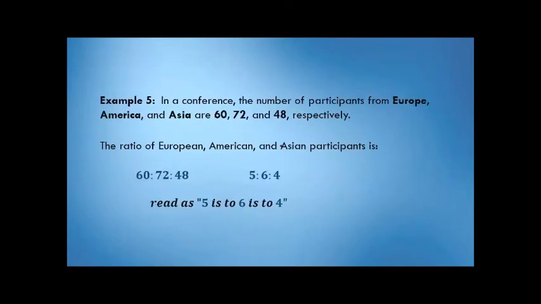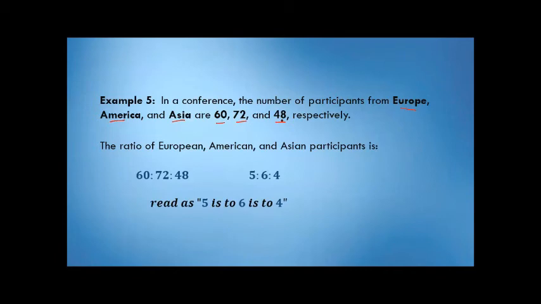Let's have another example. Example number 5. In a conference, the number of participants from Europe, America, and Asia are 60, 72, and 48 respectively. So pag sinabi natin respectively, kung ano yung unang binanggit, yun din yung unang binanggit na quantity. Okay? So nauna ang Europe, kaya ang Europe ay 60. Followed by America, 72, then Asia, 48.